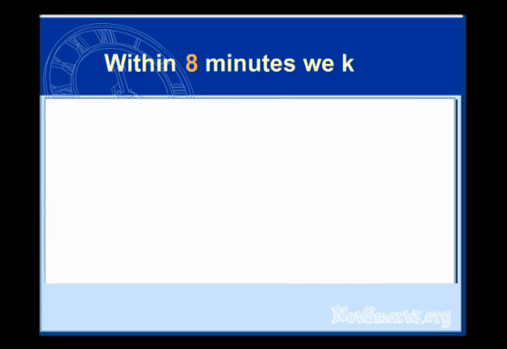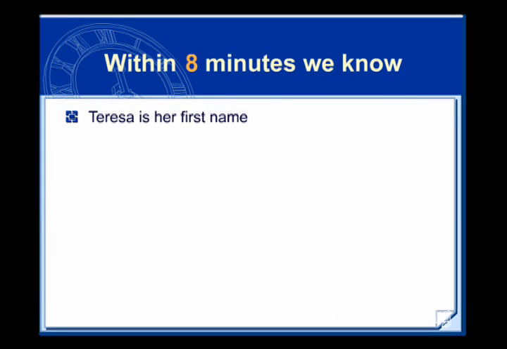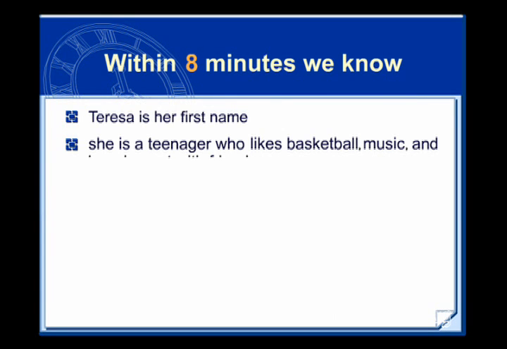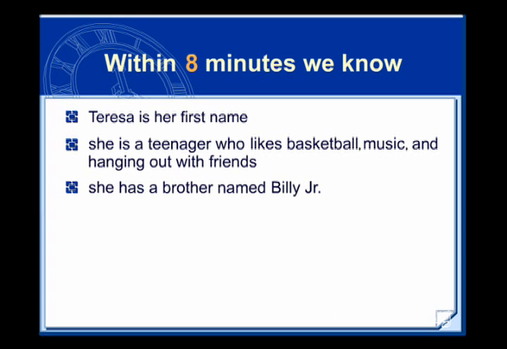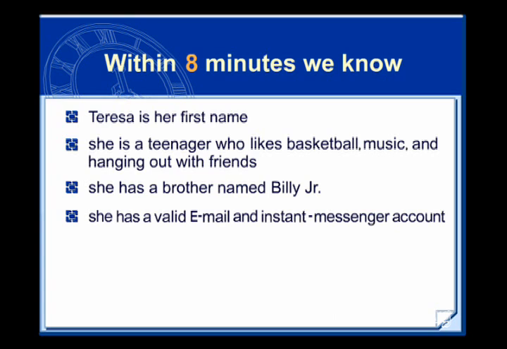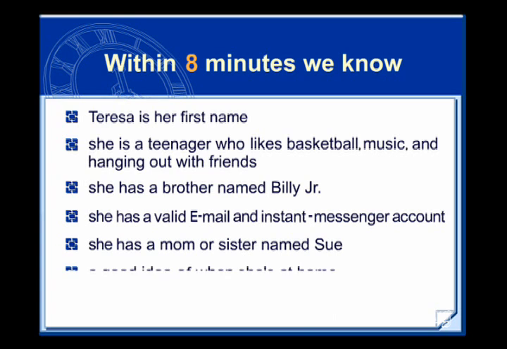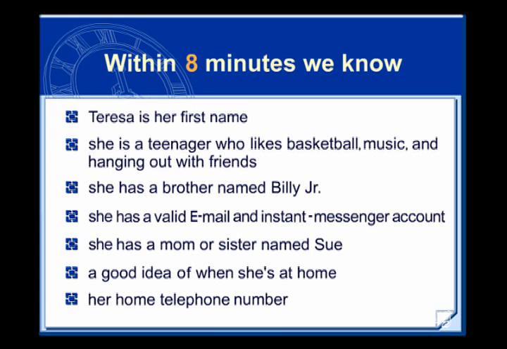Within 8 minutes, we know that her first name is Teresa. She appears to be in her teens. Her interests are basketball, music, and hanging out with friends. She has a younger brother named Billy Jr. She has valid email and instant messenger accounts. She has a mom or sister named Sue. We have a good idea of what time of day we could find her at home. And we know her home telephone number.